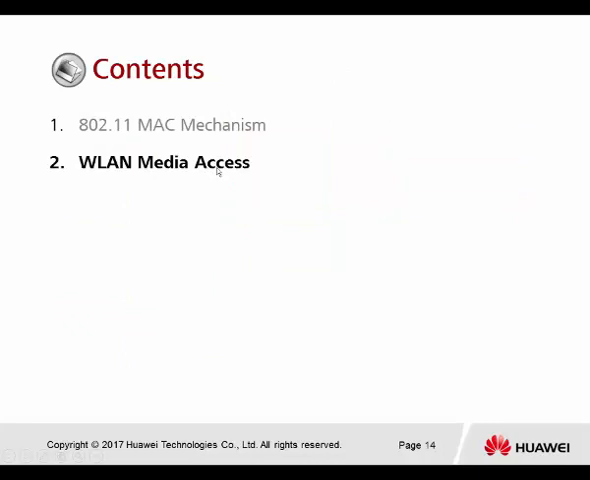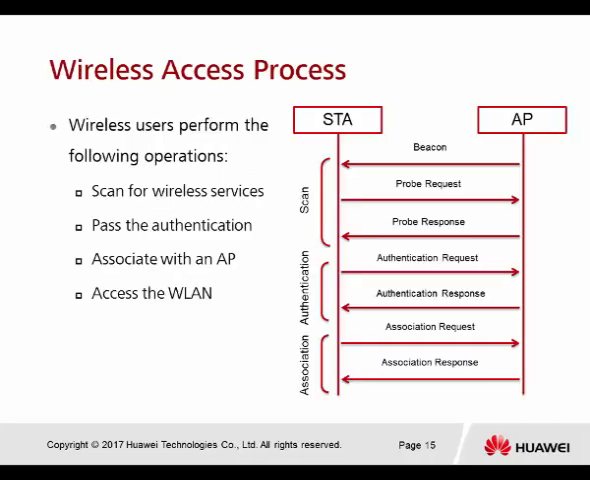Number 2, WLAN media access. Wireless access process. The picture here shows one SDA and one AP. The wireless user performs the following operations: scan for wireless service, pass the authentication, associate with the AP, and access the WLAN. So this is the standard process that all SDAs have to go through.